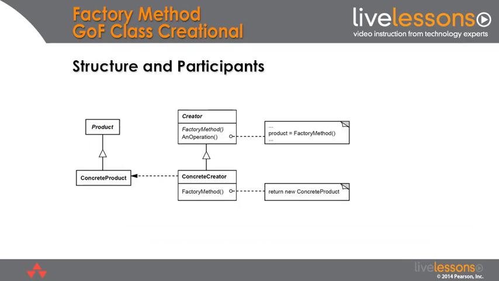Here's a depiction of the structure and participants in this pattern. We have the abstract product, which is the actual object created by the factory. In our case, that's the base class user command. We also have a creator, which is the entity that's responsible for making the product or making the right product. In our case, that's the user command factory.